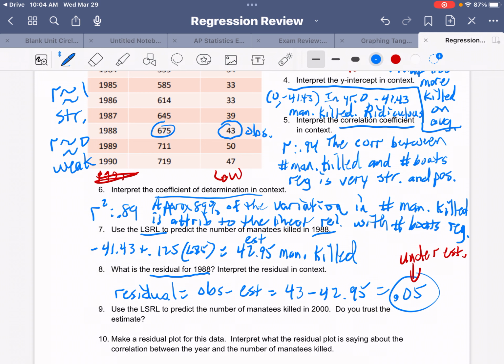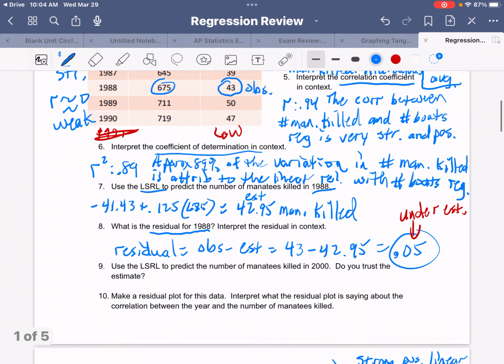Okay, now we need to use the least squares regression line to predict the number of manatees killed in the year 2000. Well, I'm going to make this easy on you. You notice that the study stopped in 1990. Therefore, plugging in 2000 would be extrapolating. You can plug it in if you want to, but we don't trust it because we'd be extrapolating about the number of manatees that may be killed.